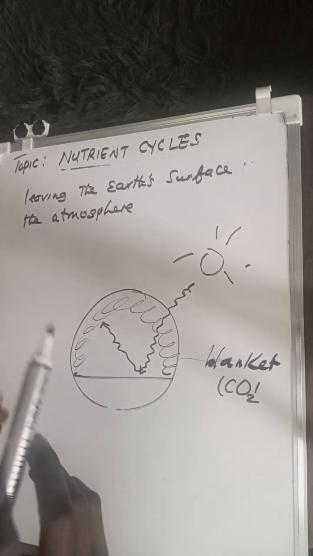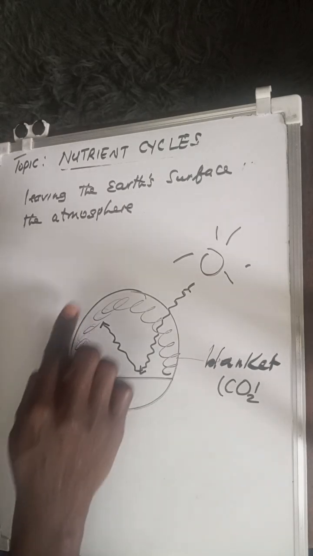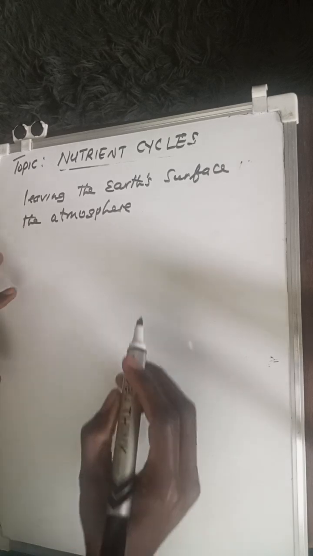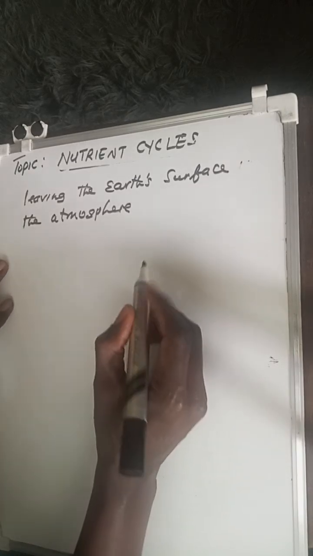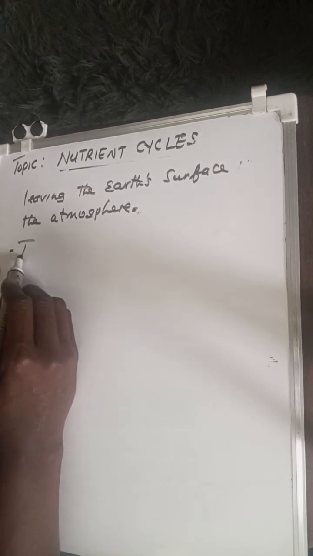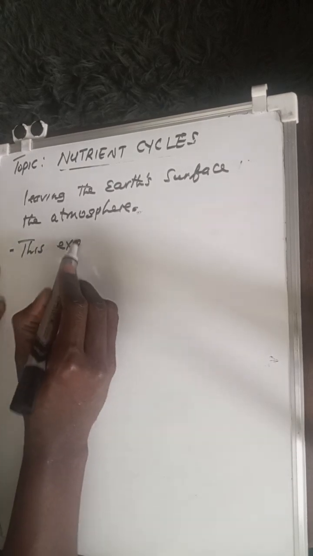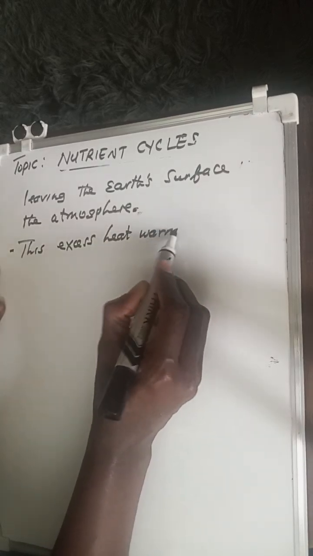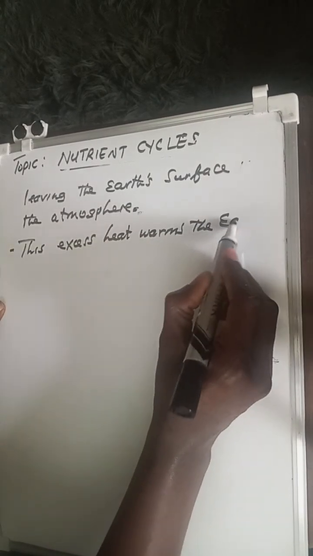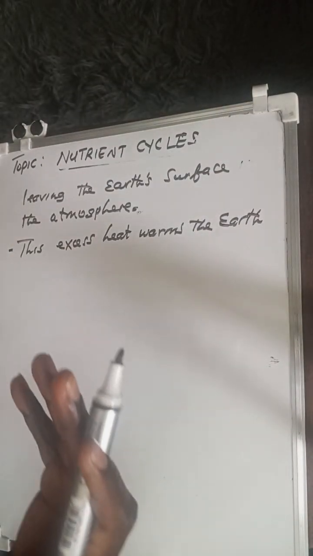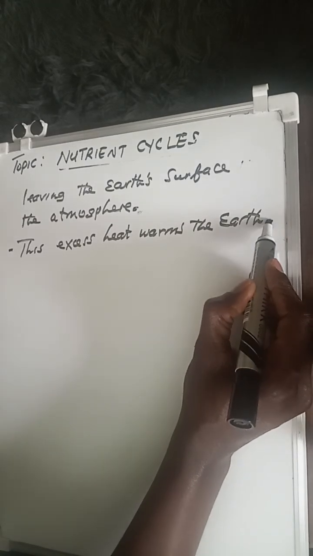So that is what we mean. It is failing to leave the Earth's atmosphere. So what would be the result that is going to arise? Well, this excess heat actually warms the Earth. The temperature of the Earth is going to start warming. It is going to start rising.